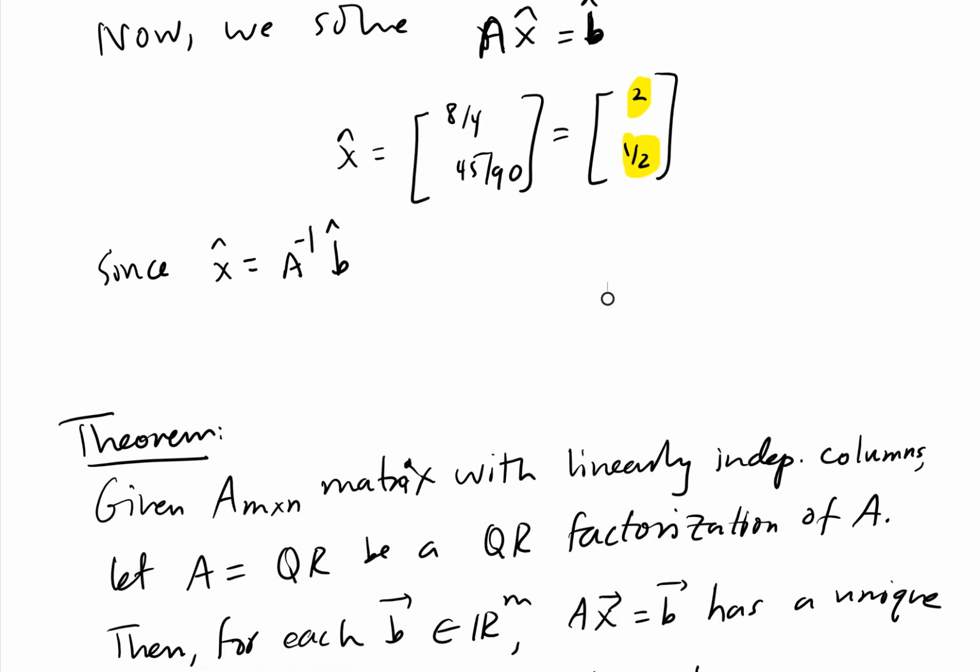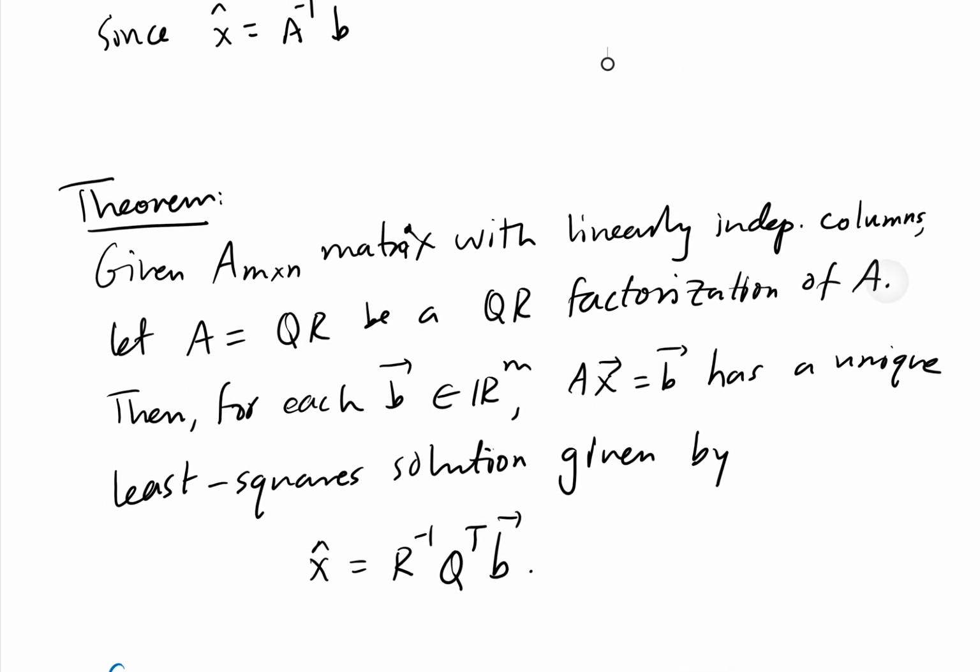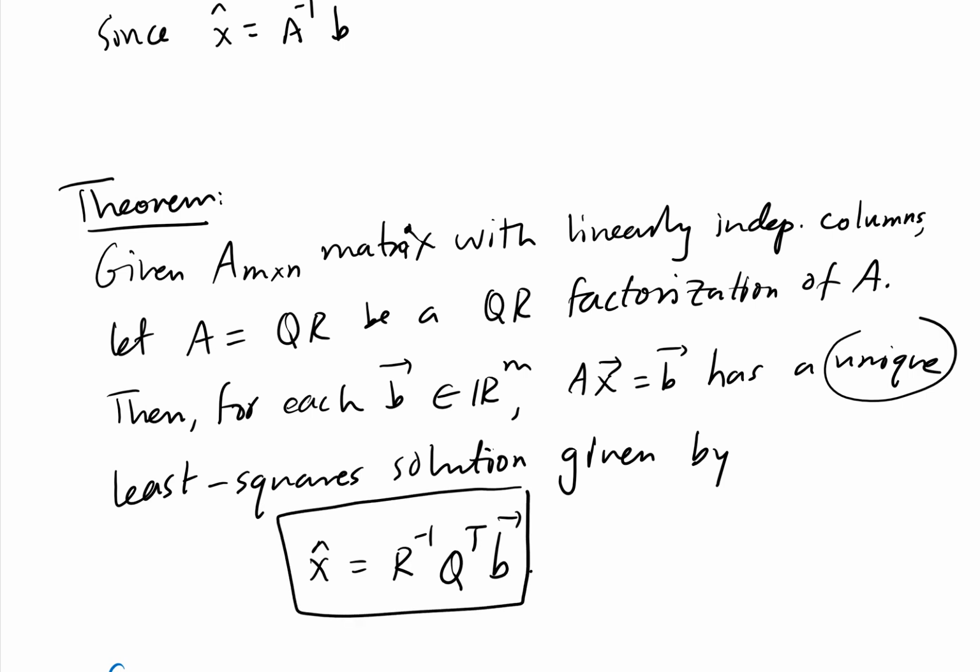And the last thing to do here, we introduce a theorem which also helps us find least square solutions. Given an n by n matrix A with linearly independent columns, we let A equals QR be a QR factorization of A from the previous section. Then for each vector B in Rm, Ax equals B has a unique least square solution given by x hat equals the inverse of R times Q transpose times B. I'm not going to prove the theorem, but at least we need to see how to use it.